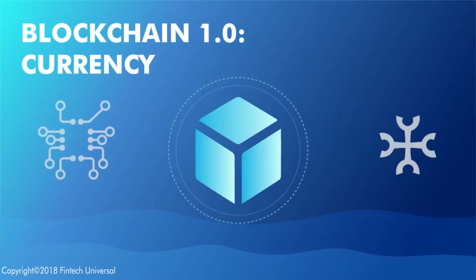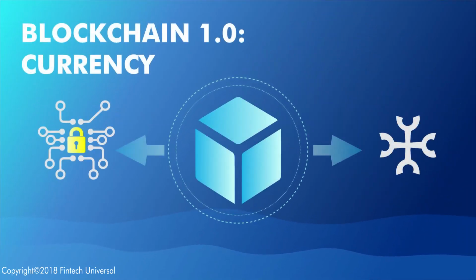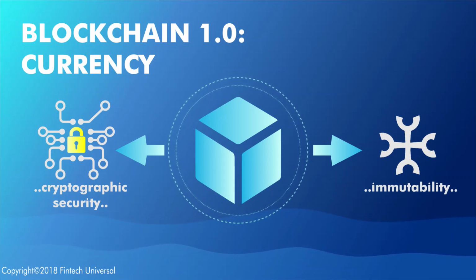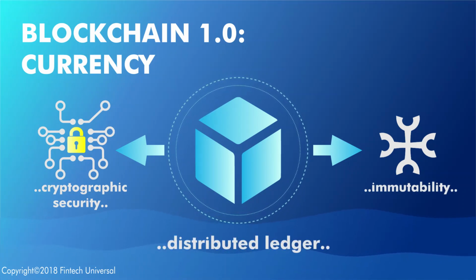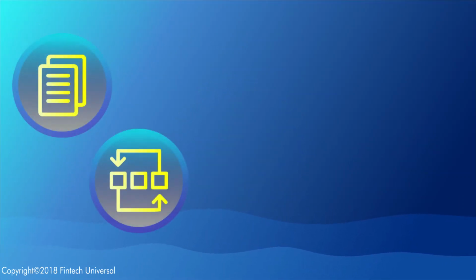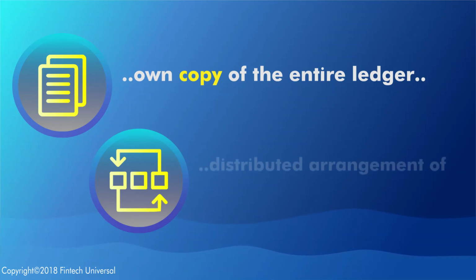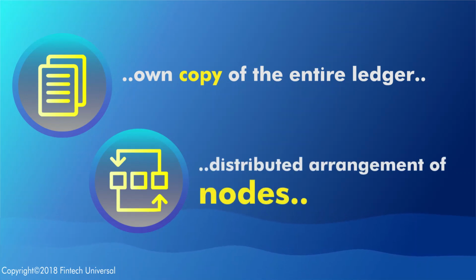Blockchain 1.0 has as main features the distributed ledger, the cryptographic security, and the immutability. The blockchain is also referred to as a distributed ledger. This is both because a large number of nodes on the blockchain network possess their own copy of the entire ledger and because they are connected to one another.